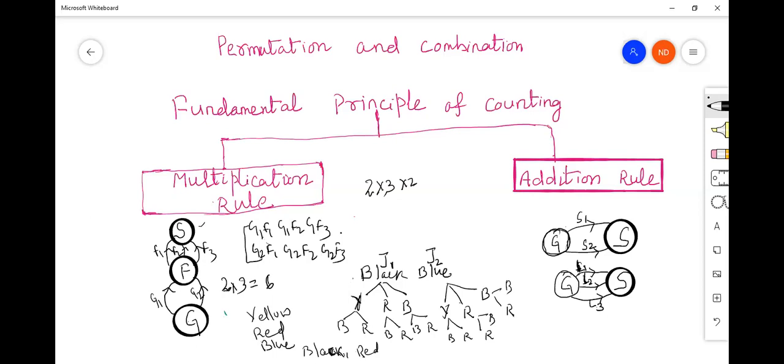So total number of dressing up would be 2 into 3 into 2, 12. Right? Here also we are getting 12 ways. So this is called multiplication rule. Right? Similarly, if I take another example, again I am going to the school building.